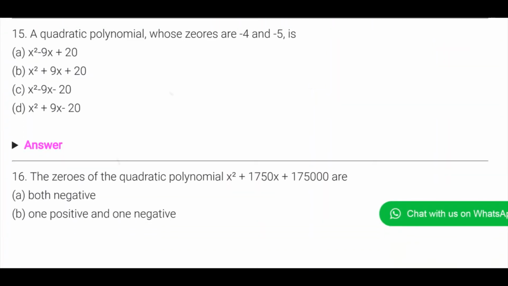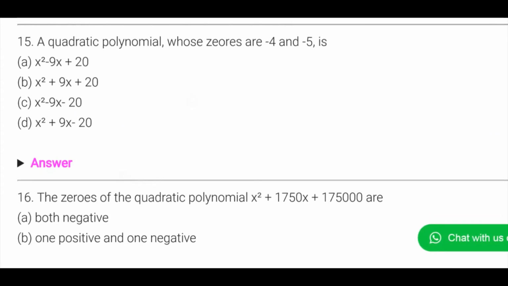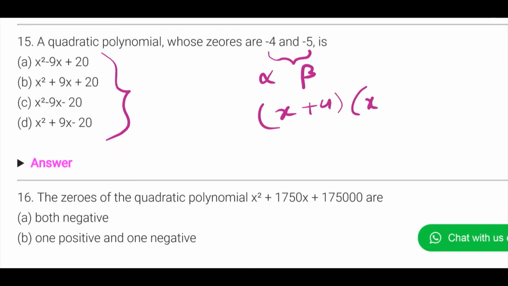15th question. A quadratic polynomial whose zeros are minus 4 and minus 5 is. These two are the zeros of the polynomial, in the sense alpha and beta. You can just check the options directly. Or else, x minus of minus 4 into x minus of minus 5. This will be x square plus 9x plus 20.